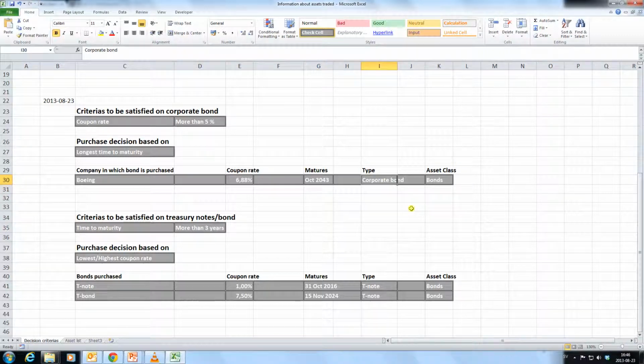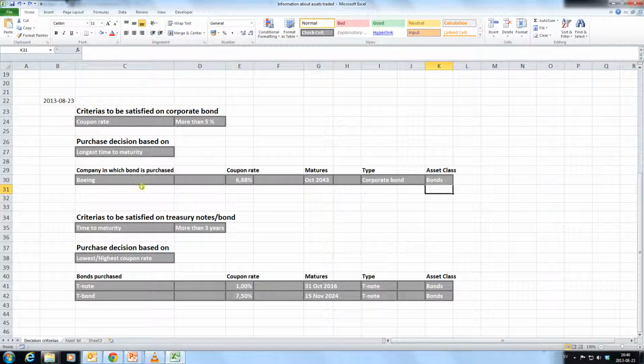The type, this is something that I did not have in the stock movie, but I'm going to include it in just a second also for the stock. The type is a corporate bond and the asset class is bonds. So this is really the important part. We need to know what asset class we have, because later on you're going to make an asset allocation pie, and then you need to know what is stocks of the assets I have, what are bonds, and what are money market instruments.